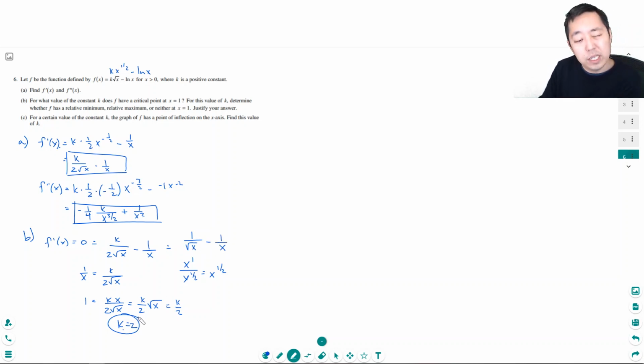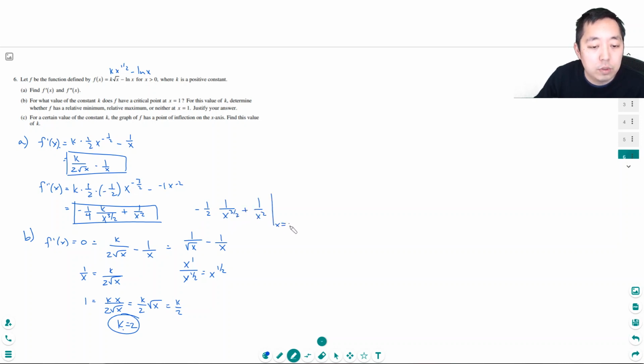Now you can use a second derivative test or first derivative test, it doesn't really matter. Why don't we do the second derivative test, because we have the second derivative. If k is 2, it is negative 1 half times 1 over x to the 3 halves plus 1 over x squared. Evaluate at x equals 1. When I plug in 1, I get negative 1 half plus 1, that's 1 half. So the second derivative at 1 is greater than 0, so it's concave up. That implies k equals 2 is a minimum, because a concave up looks like this. So it's a critical point and concave up, that makes it a minimum.